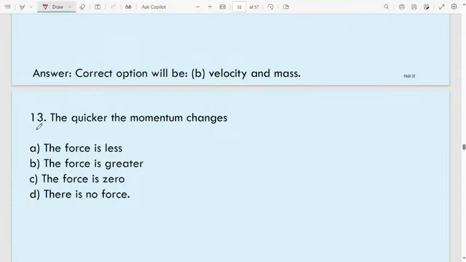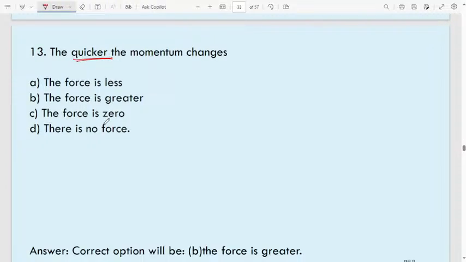Question 13. The quicker the momentum changes. Option A, the force is less. Option B, the force is greater. Option C, the force is 0. Option D, there is no force. If the momentum is changed fast, then what will be the force? The force will be greater. When you observe a sudden change in the momentum, then there will be a greater force.